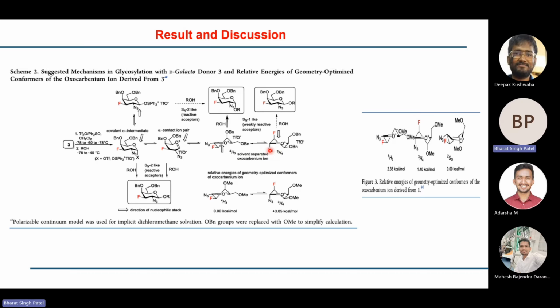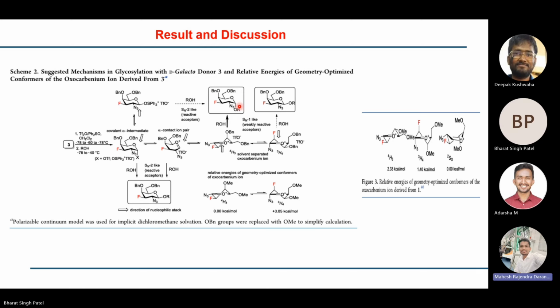In the half chair there will be two forms, 4H3 and 3H4. The 4H3 will be the stable one, and then again there will be two openings, and one opening will be favorable for giving the product. This will give the chair form, and the other opening will give the half chair product. Since the acceptor nucleophilicity is less, in those cases the SN1 mechanism is followed, giving this alpha product.